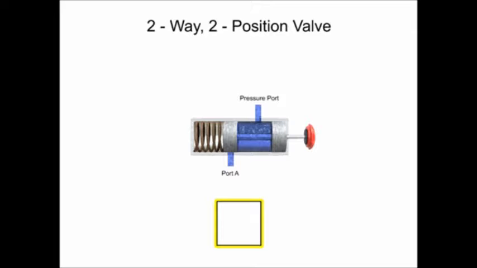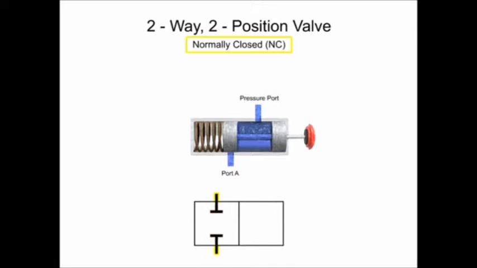It is a two-position valve, so the graphic symbol will have two adjacent boxes. This valve also has two ports. However, in the normal non-actuated position, both ports are blocked. Therefore, it is a normally closed valve.